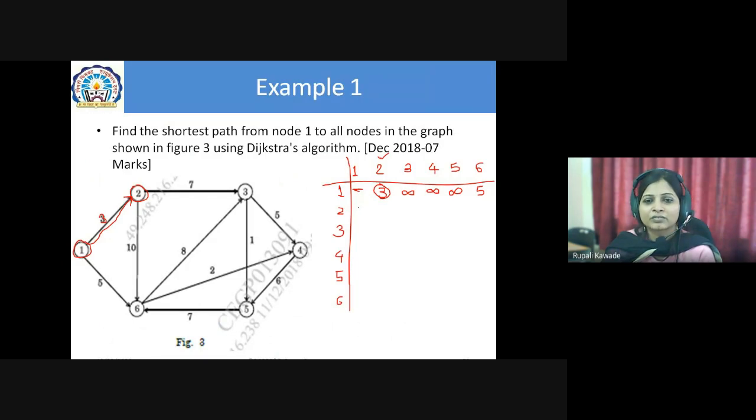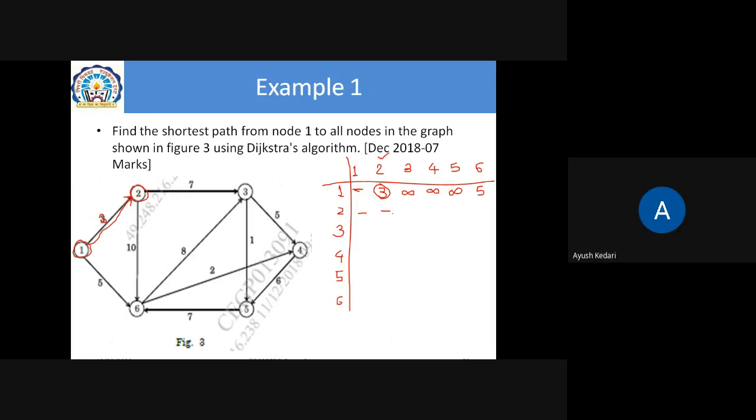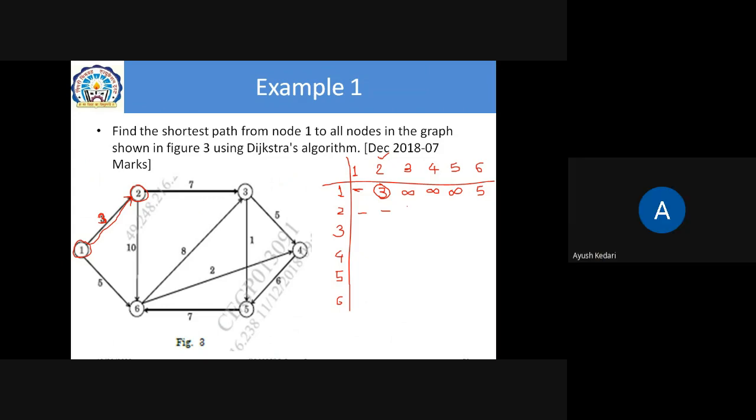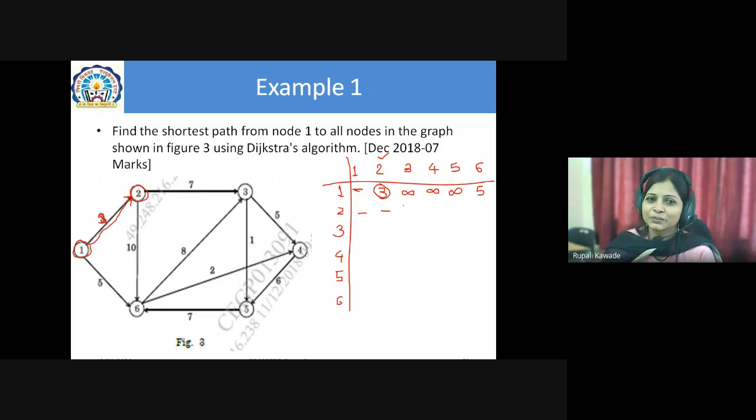The entry for 2 to 1 will be a dash, and 2 to 2 also a dash. What about the distance between 2 and 3? It is 7. The distance between 2 and 3 is 7, so via 2 it is 7 plus 3, which is 10. Because 2 we have already selected in the previous step.